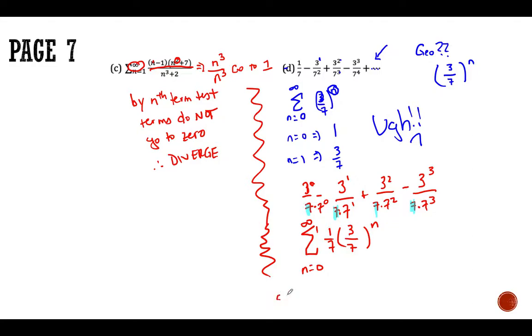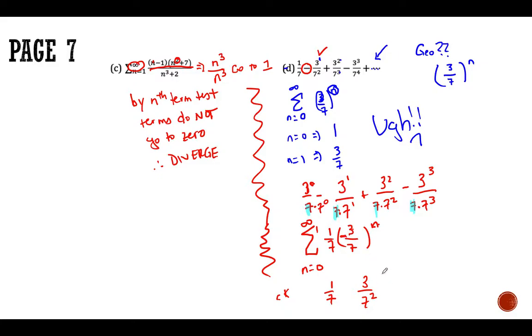Now let's check it. Does that work? When I plug in 0 for n, 3/7 to the 0 is 1. 1 times 1/7 is 1/7. How about n equal to 1? 3/7 to the 1st is 3/7, times 1/7 is 3 over 7 squared. What's that? Oh. Boo. Boo. Oh, maybe I should do this.